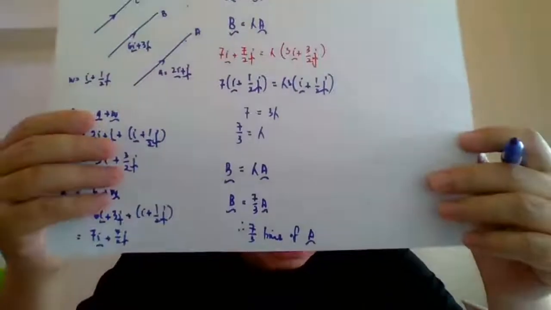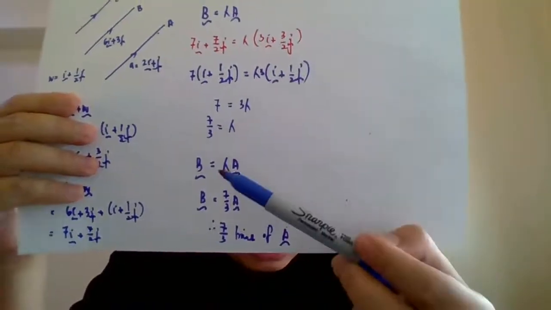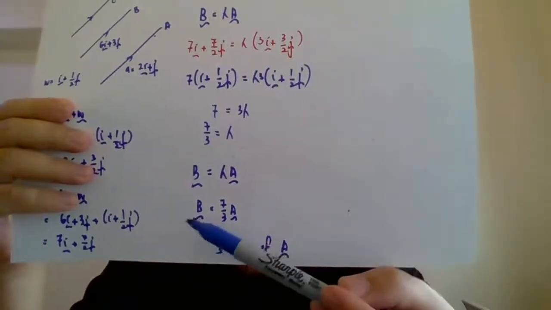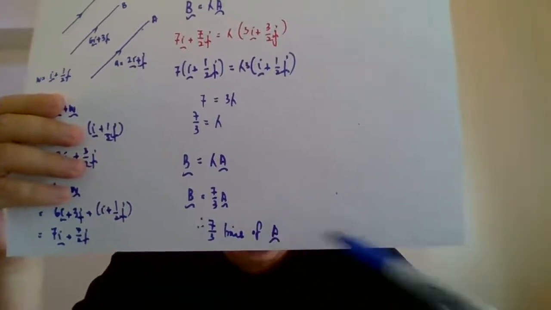Okay, so the resultant of vector B equals 7 over 3 vector A. That means 7 over 3 times vector A. That is the final answer. After we obtain the value 7 over 3 equals lambda, then update it, and we can make a conclusion: vector B equals 7 over 3 times resultant vector A. Settle.